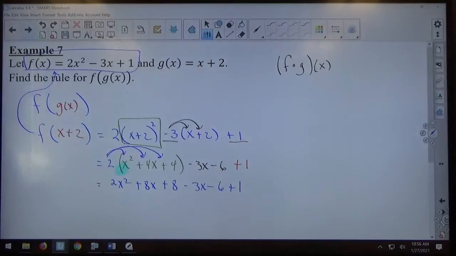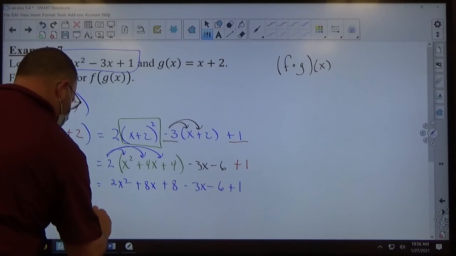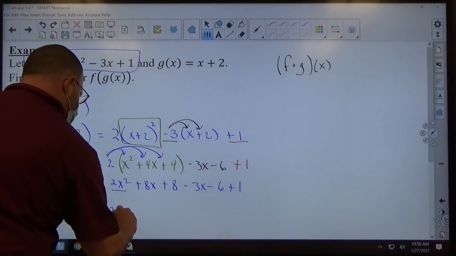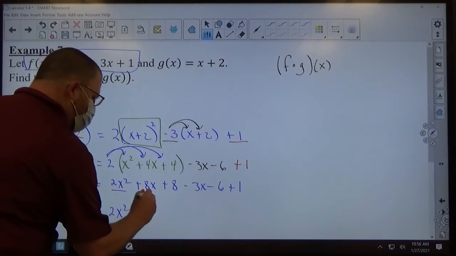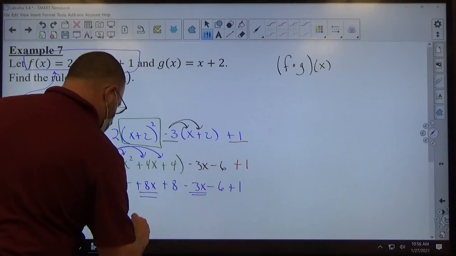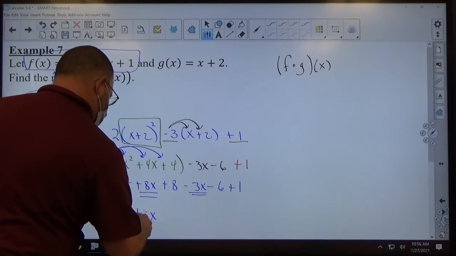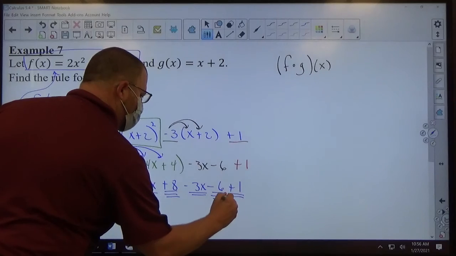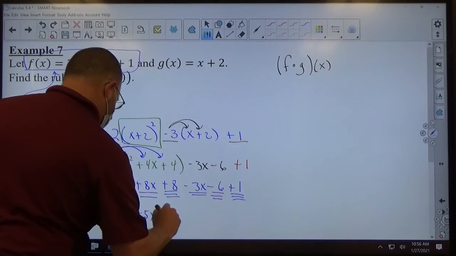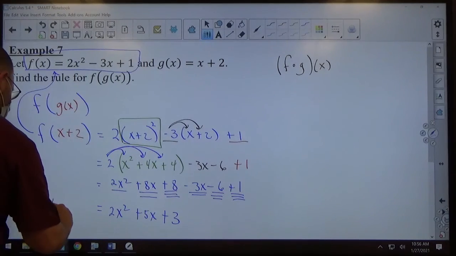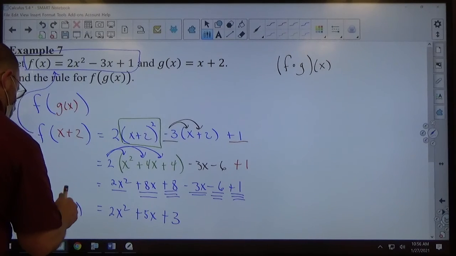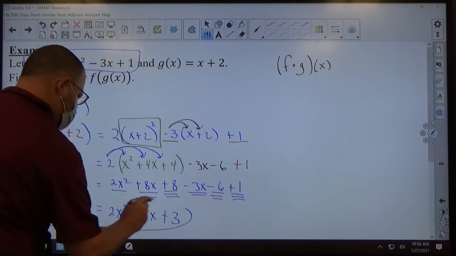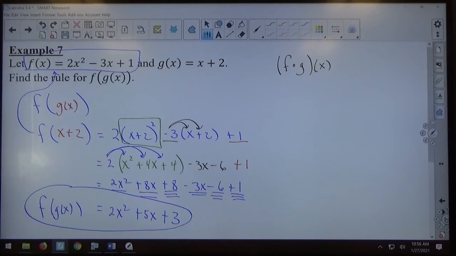And now that everything's simplified out of parentheses, it's just a matter of combining like terms. So my final answer, I got 2x squared. Positive 8x minus 3x is positive 5x. Positive 8 minus 6 is 2, plus 1 is plus 3. So f of g of x is equal to 2x squared plus 5x plus 3.